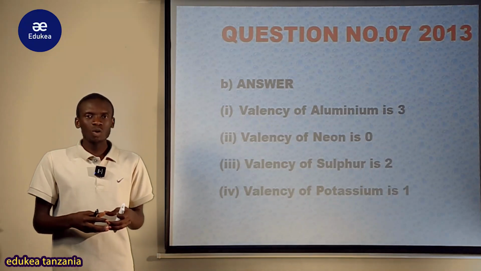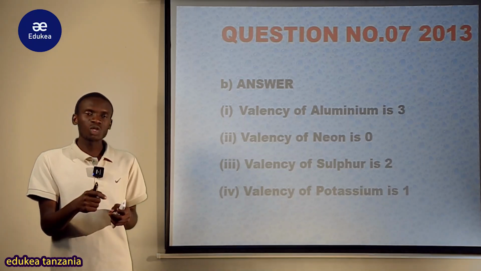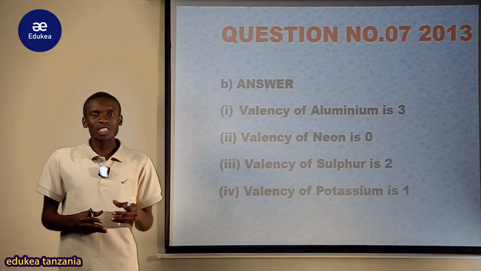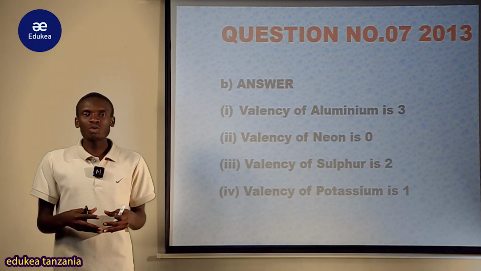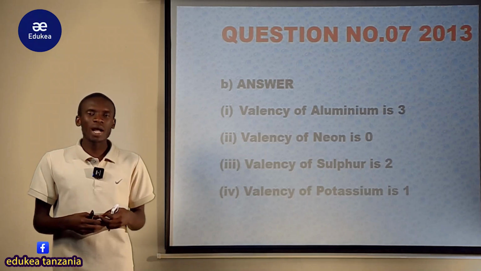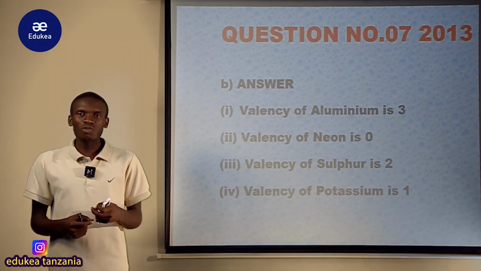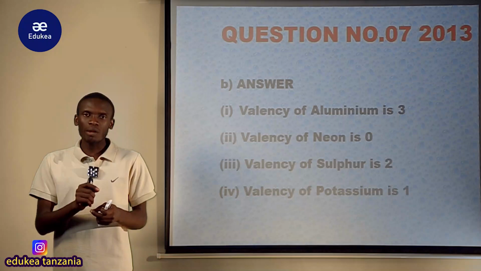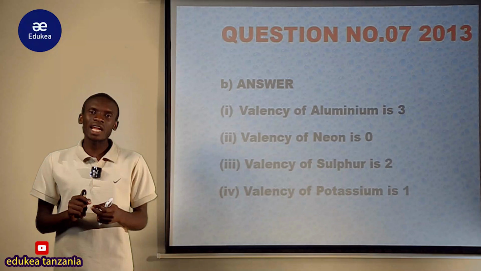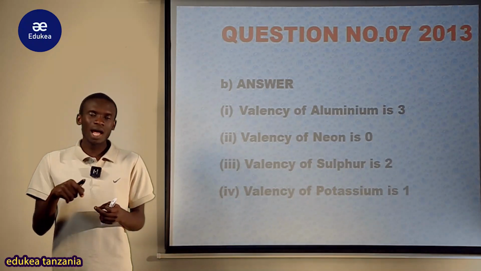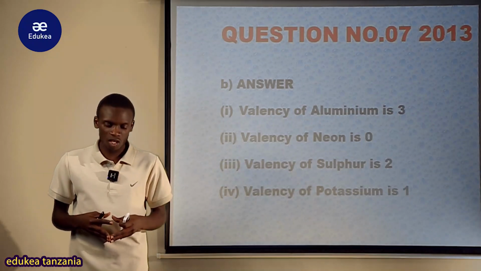Kama ni group number 1 una take that valence, unachukua that number as the valence. But ukikuta pengine labda umesahau ipo group number ngapi, inabidi utumie atomic number. So ukishajua atomic number, unajua kama potassium ipo ya ngapi. Labda sema potassium ni wa 19. So lazima utaandika configuration. Kama ni 19, inner shell inakuwa na 2, inayofuata inakuwa na 8, jumla 10, inayofuata itakuwa na 8, jumla 18, inayofuata ya mwisho itakuwa na 1. So unakuja kupata kumbe valence yake itakuwa ni ngapi? Ni 1. So that was supposed to be the answer for this question.